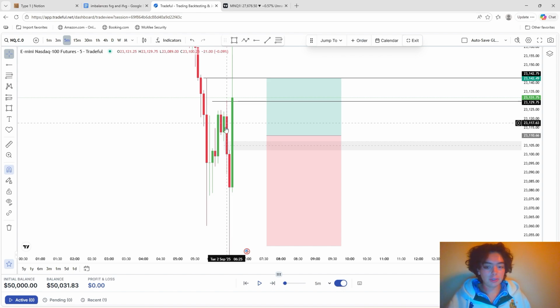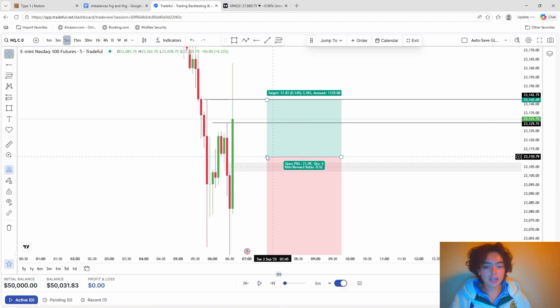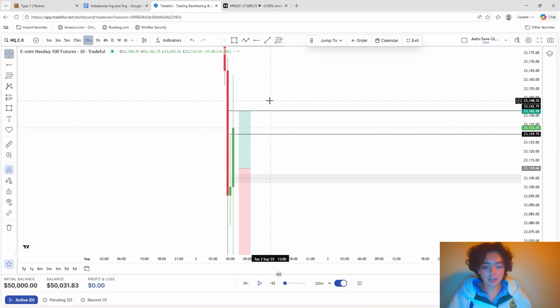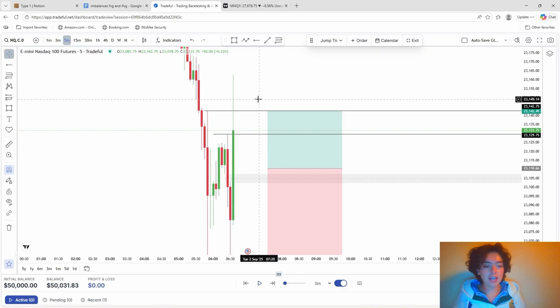And well, we took this inverse right here. So this is an imbalance fair value gap. Once it's actually being filled up, then it's considered an inverse fair value gap, just like seen here. And so we entered this trade and we ended up targeting these other fair value gaps, as you guys can see on the 30-minute and the 15-minute time frame. And just like that, we took a dub.